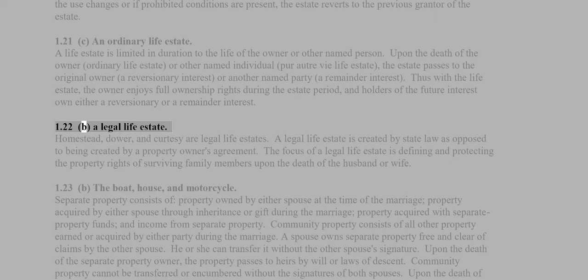1.22 B. A legal life estate. Homestead, dower, and curtesy are legal life estates. A legal life estate is created by state law as opposed to being created by a property owner's agreement. The focus of a legal life estate is defining and protecting the property rights of surviving family members upon the death of the husband or wife.